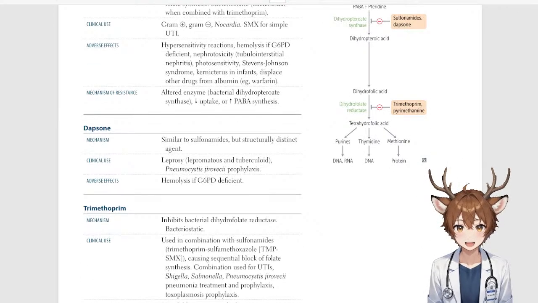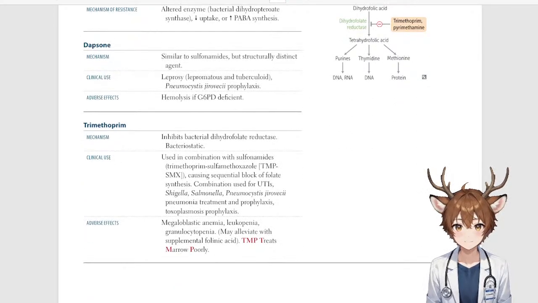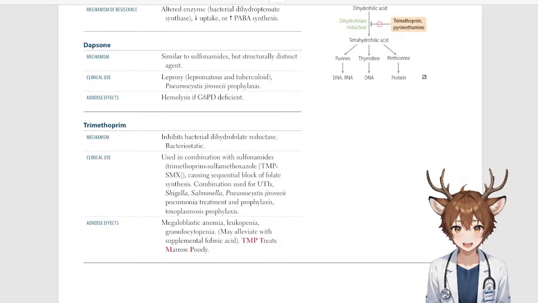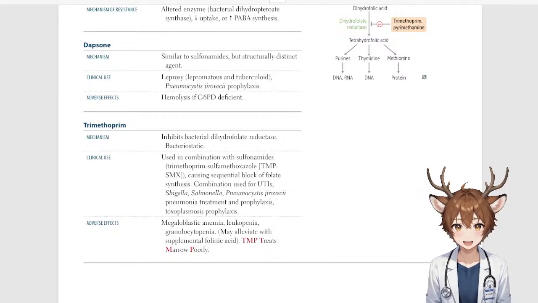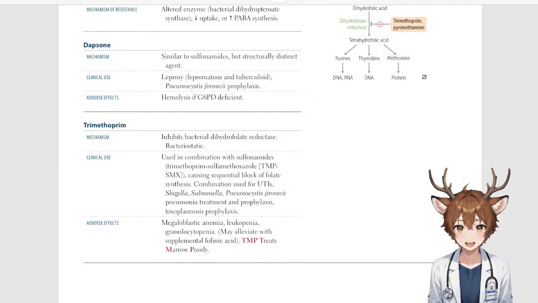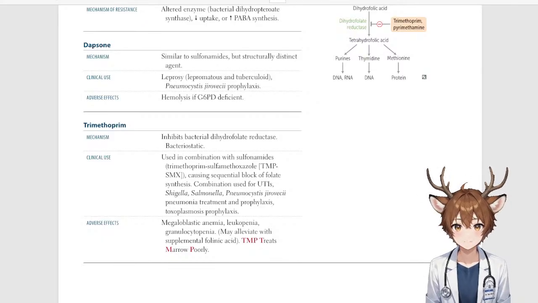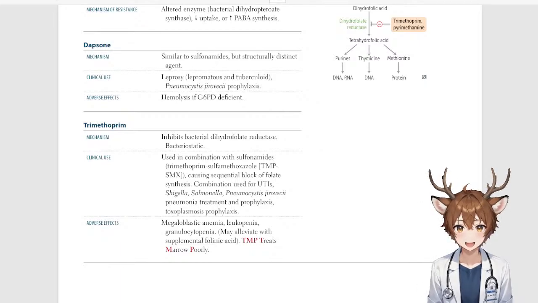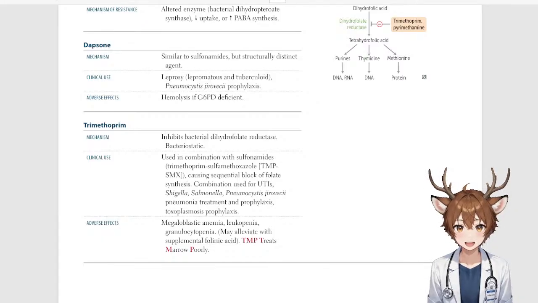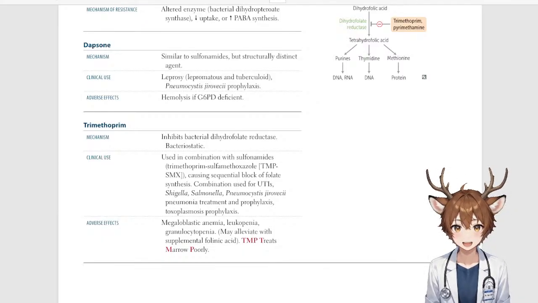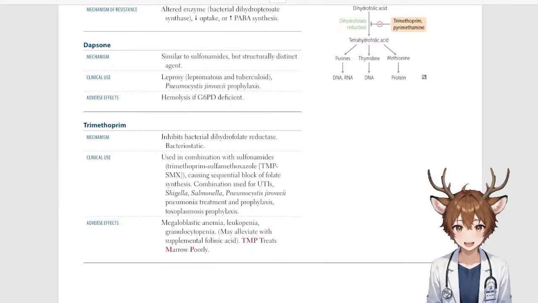What about trimethoprim? Trimethoprim mechanism: inhibits the bacterial dihydrofolate reductase, bacteriostatic. Clinical use: used in combination with sulfonamides, trimethoprim-sulfamethoxazole, TMP-SMX, which is Bactrim, causing sequential block of folate synthesis. Combination used in UTIs, Shigella, Salmonella, Pneumocystis jirovecii pneumonia, treatment and prophylaxis, toxoplasmosis prophylaxis.